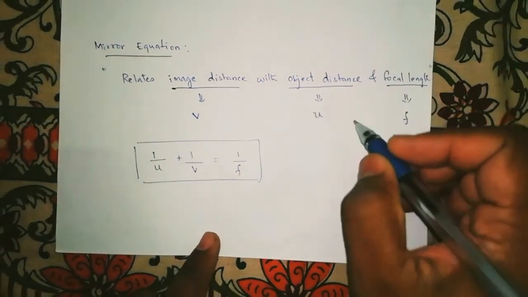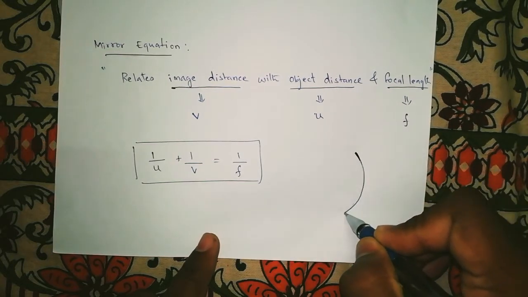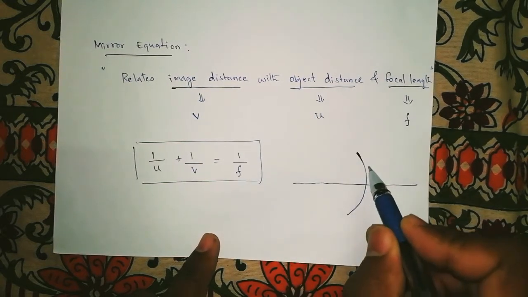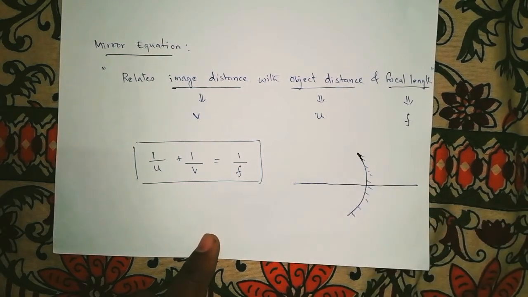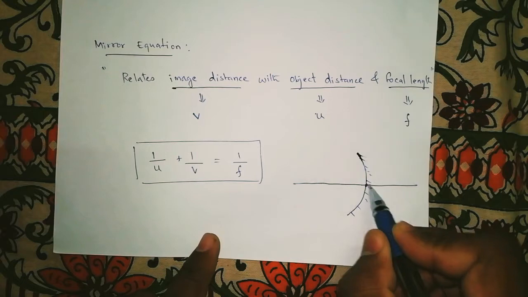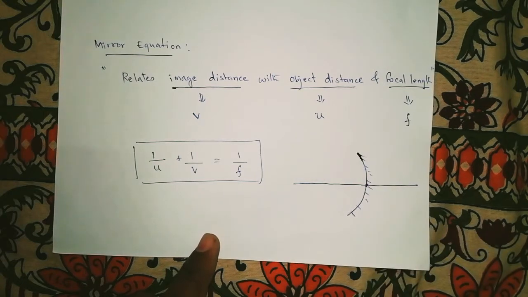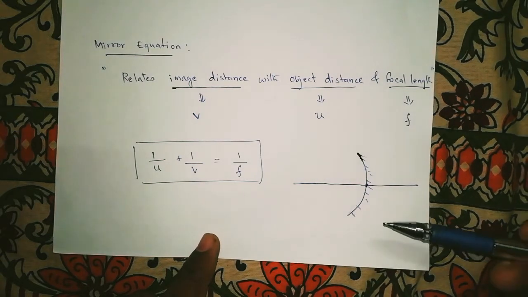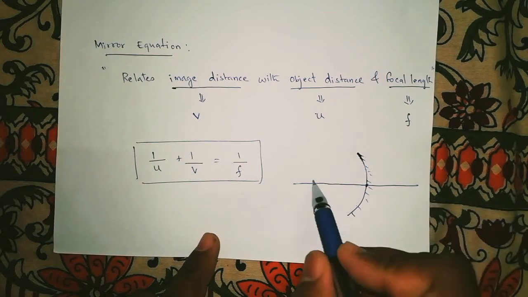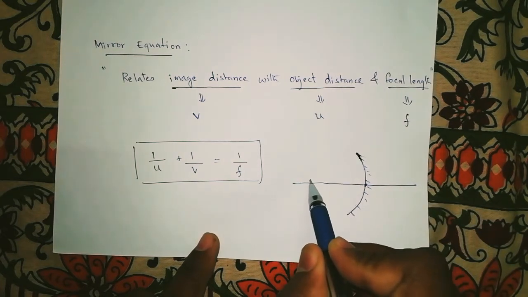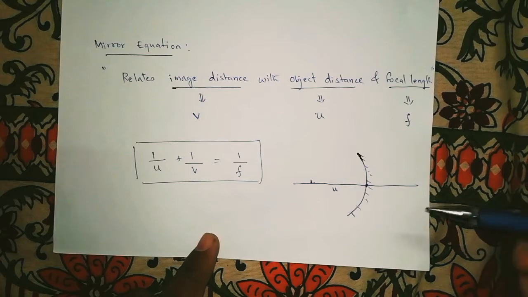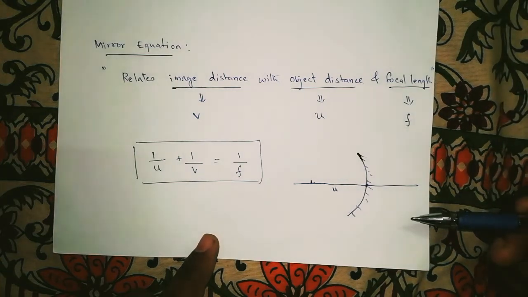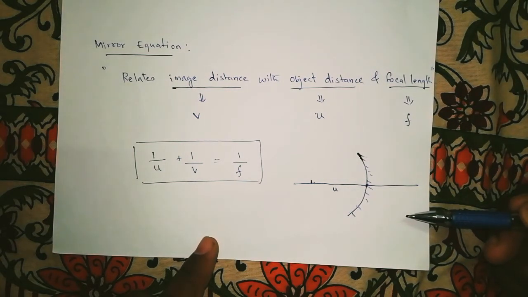here I can draw it. You know what this is, this is a concave mirror, and this is the pole. The distance of the object from the pole is called the object distance. Suppose this is the object, this distance is u. The distance of the image from the pole of the mirror is called the image distance.